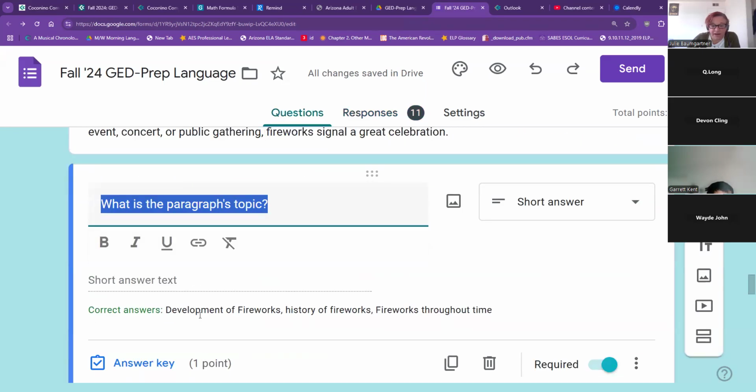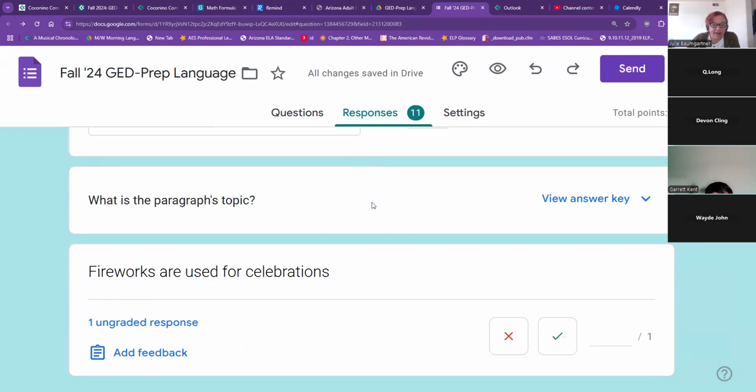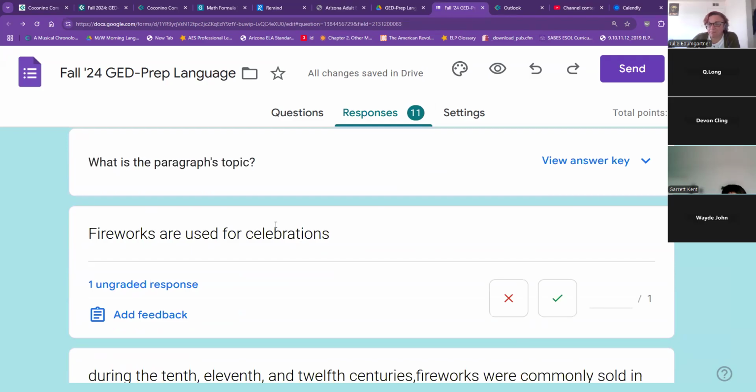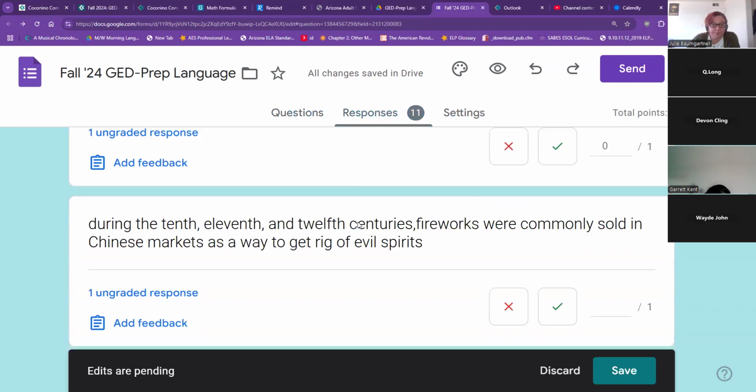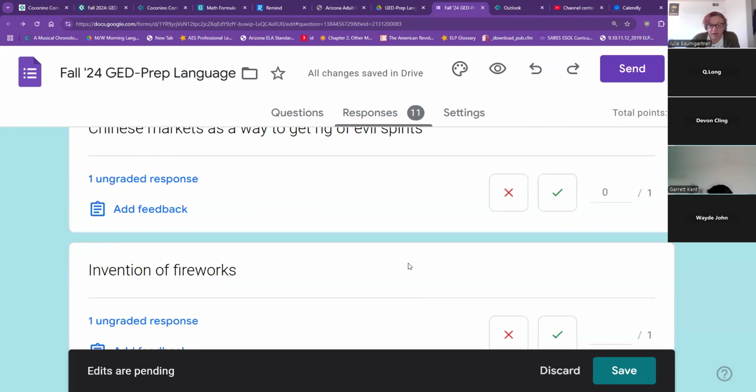So let's see. I put the development of fireworks, history of fireworks, fireworks throughout time, something like that should be our answer. Okay. So if we look at some of these other ones, I would say the paragraph is not about how fireworks are used, nor is it focused specifically on their use in celebrations. Once again, you're copying one sentence of detail from the paragraph. So it's not going to be the topic.